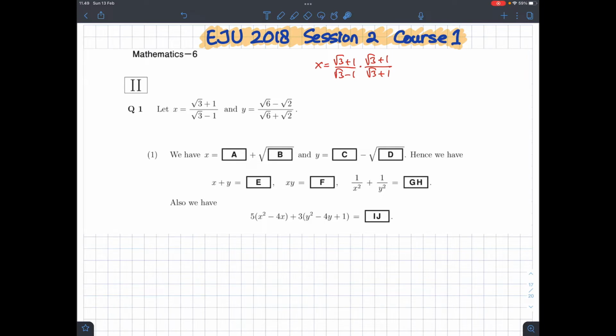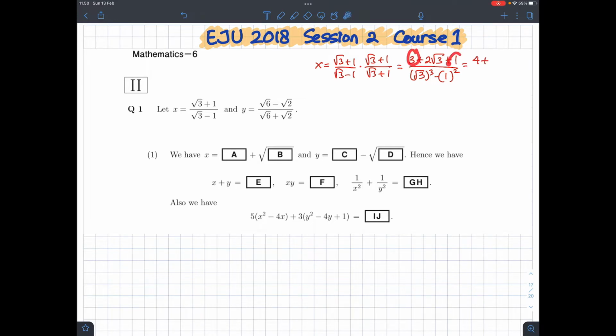In the numerator you just multiply as usual. Okay, let's do the operation. In the numerator you get 3 plus 2 square root of 3 plus 1, because this is just like a plus b squared. You get a squared plus 2ab plus b squared, and in the denominator you get a squared minus b squared.